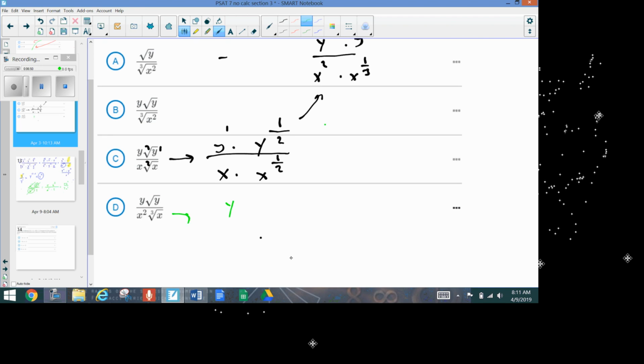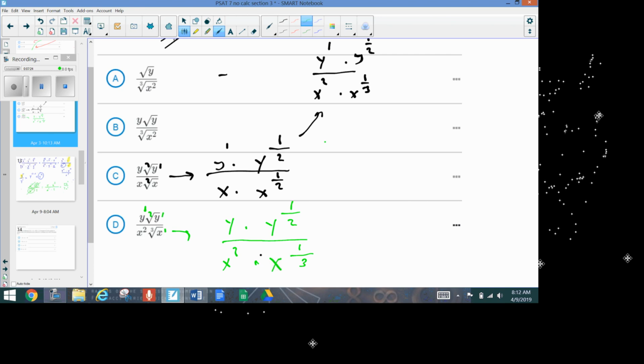Y, I'm writing this one. Y times y to the power of 1. Y to the power of y. Y times y to the power of what? Index is 2, goes to denominator. Index goes denominator, exponent goes numerator. Over x squared times x to the power of, yes, index is 3 now, goes to denominator. And exponent is 1, goes to numerator.